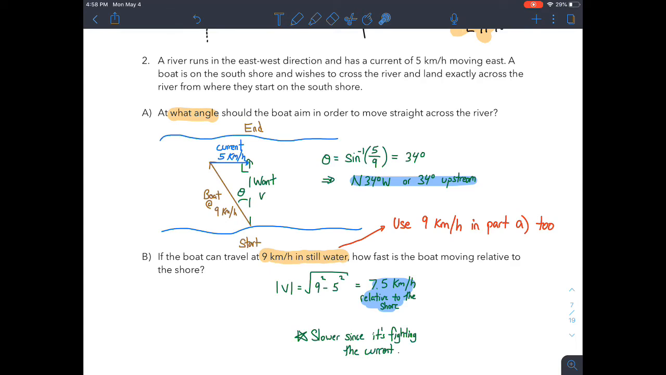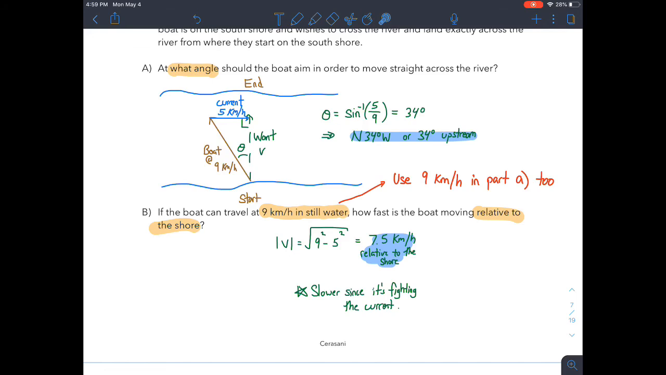Okay. For part B, we're figuring out how fast does the boat go relative to the shore. So if we were on the shore watching this thing, how fast is this boat actually moving? That is our green vector in this picture up for part A. That's how fast we are actually moving across the shore. We're not moving at 9 kilometers an hour anymore because we are fighting against the current a little bit. So when we do our Pythagoras, 9 squared minus 5 squared, that gives us 7.5 kilometers an hour relative to the shore. And it's because we're fighting against the current. Not all 9 kilometers an hour of our speed is going to crossing the river. Some of it is going to fighting against that current.